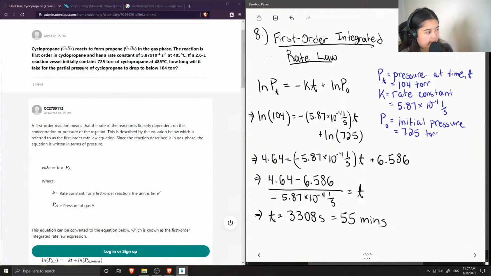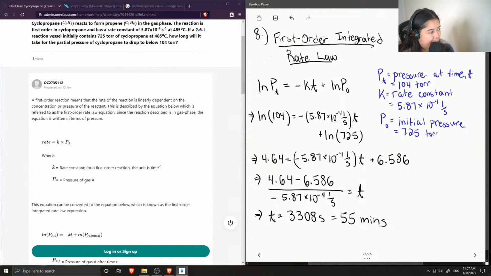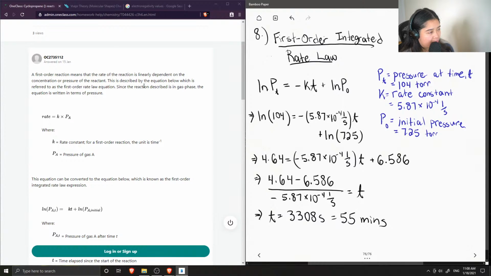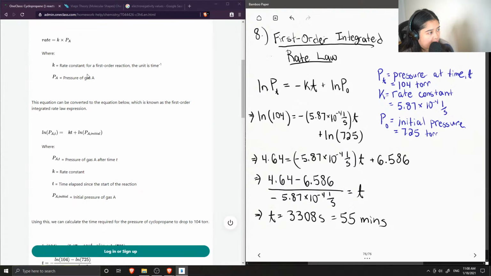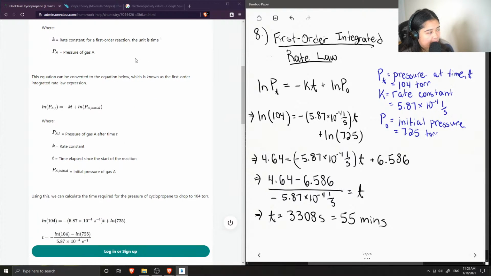A first order reaction means that the rate of the reaction is linearly dependent on the concentration of pressure of the reactant. This is described by the equation below, which is referred to as the first order rate law equation. Since the reaction is in gas phase, the equation is written in terms of pressure. Rate is equal to K times the pressure of gas A, where K is the rate constant for a first order reaction. The unit is inverse of time. So this equation can be converted to the equation below, which is known as the first order integrated rate law expression.